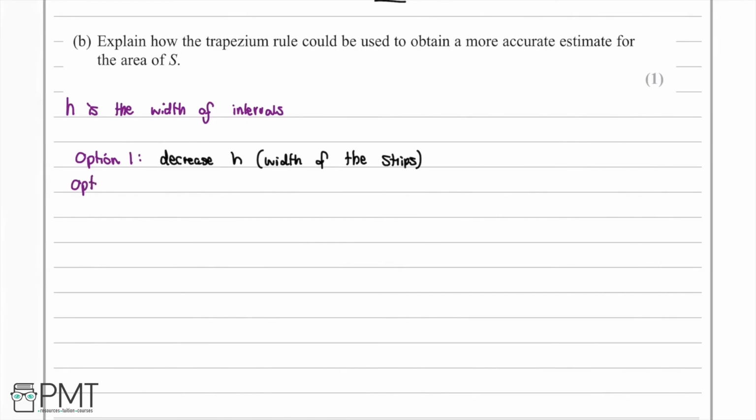And then we have a second option, option 2, which is to increase the number of strips. In theory, if we add in more strips, this is going to give the same effect as decreasing the width of the strips. So just noting that down, we could also increase the number of strips. And by doing either option 1 or option 2, we will therefore obtain a more accurate estimate for the area of S.